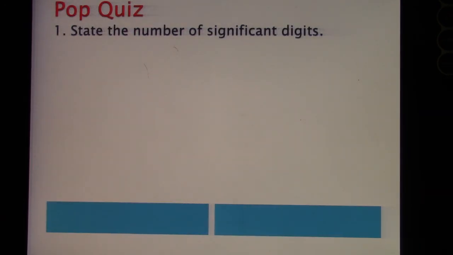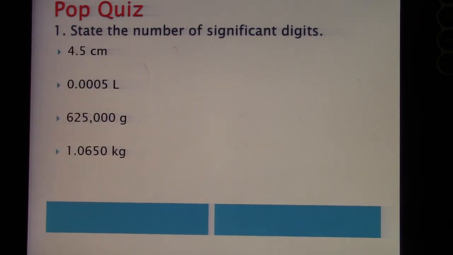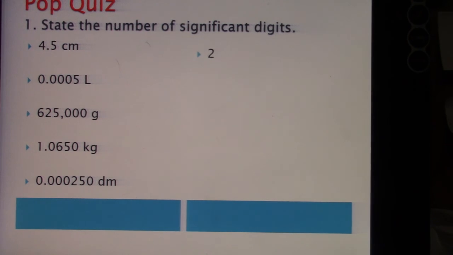So let's do a little pop quiz to test your knowledge. State the number of significant figures in those numbers. What do you think? 4.5 has 2 significant digits. How about the next one?